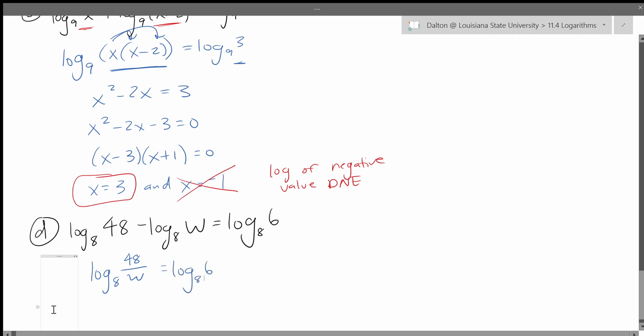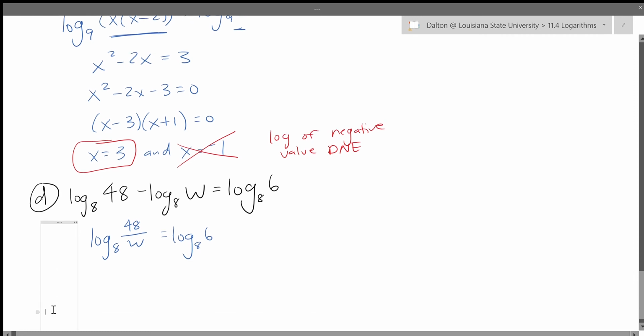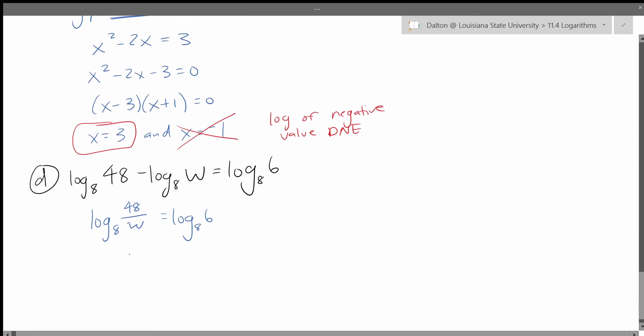And then once you've accomplished this, we know that our inside terms are equal to each other. So if you have 48 divided by w is equal to 6, you can just logic your way through this. 48 divided by what term gives you 6, or put 6 over 1 and cross multiply, however you want to think about it. Either way, you get w is equal to 8. So a couple notes and things to think about.